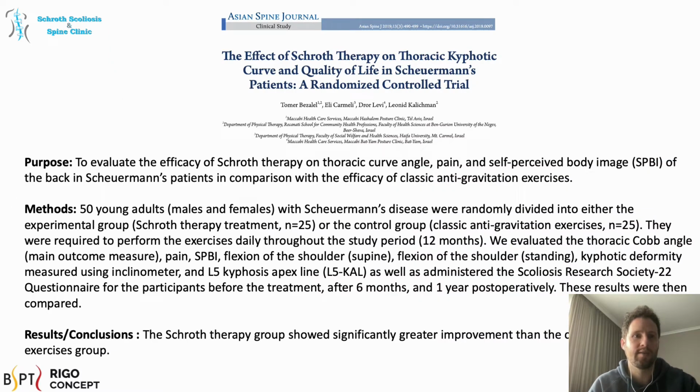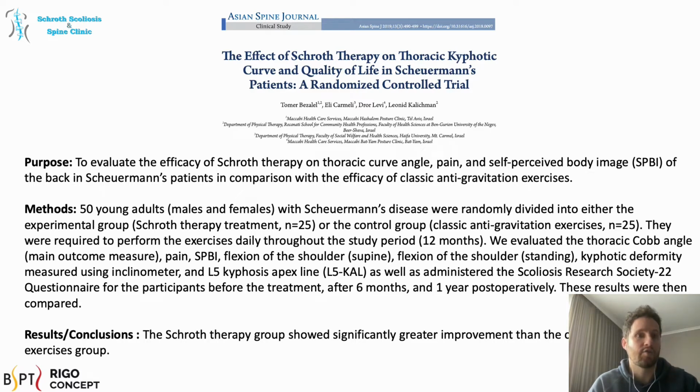Unfortunately, in Scheuermann Kyphosis, we don't have much research to prove the effectiveness of physiotherapeutic specific exercises. So there is a lot of work to be done in the future because we have just a few studies. One of them is very shortly presented here.